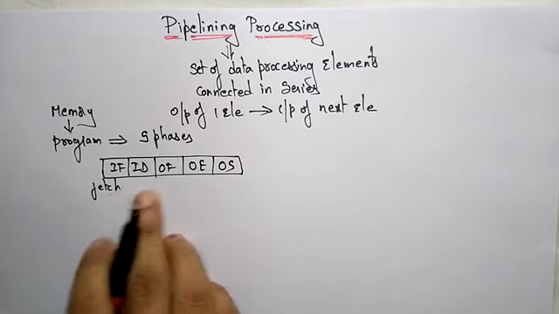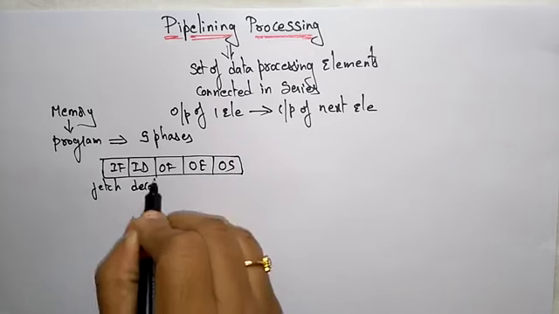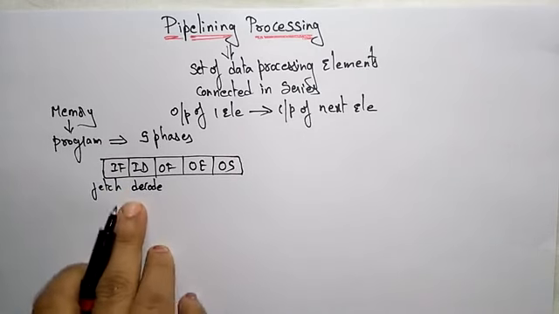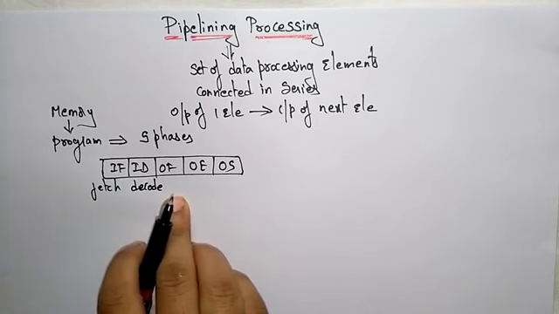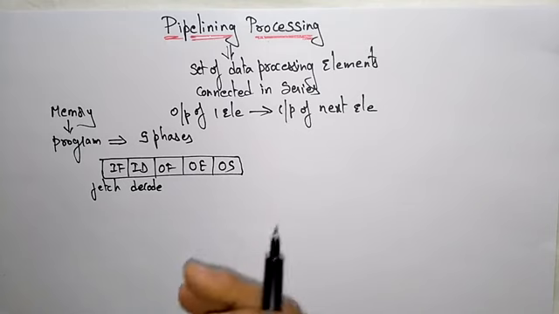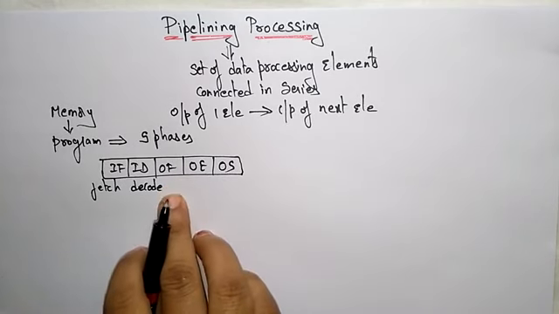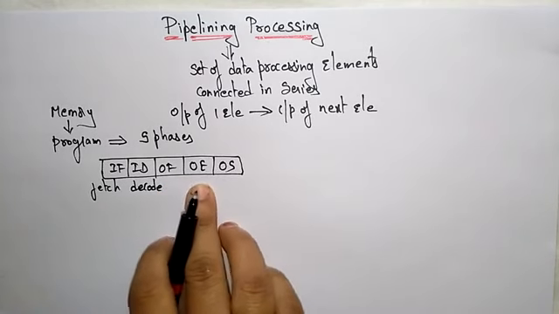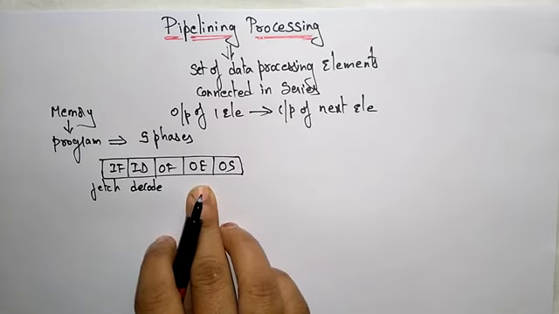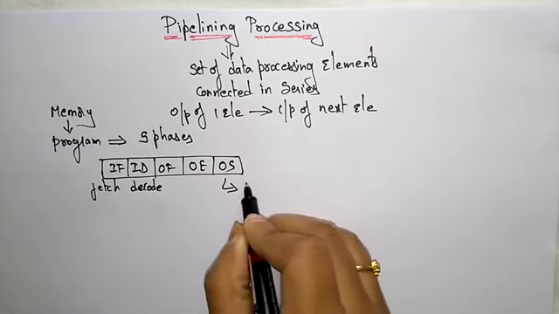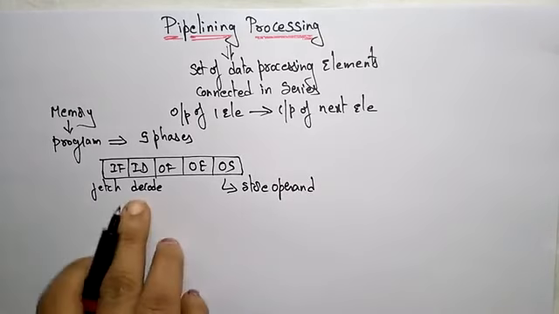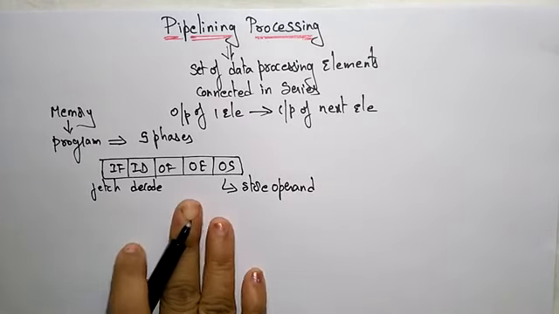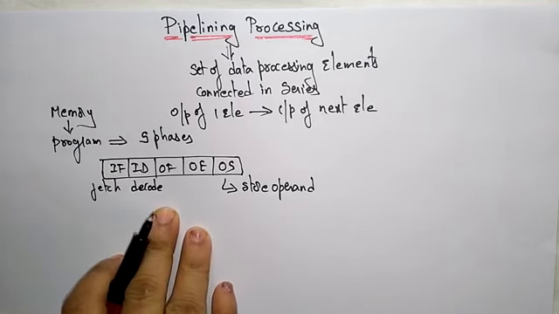After fetching the instruction, you have to decode that instruction. After decoding the instruction, you have to fetch the operand, meaning the data that the instruction refers to. After fetching the operand, you have to execute it. After execution, finally we have to store the operand. So these are the 5 phases that take place while an instruction is executing in the processor.